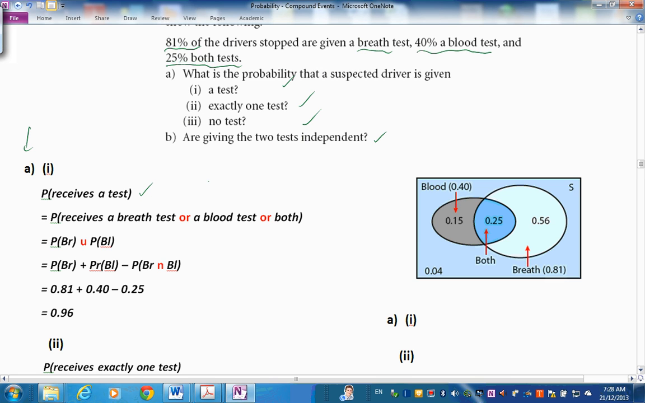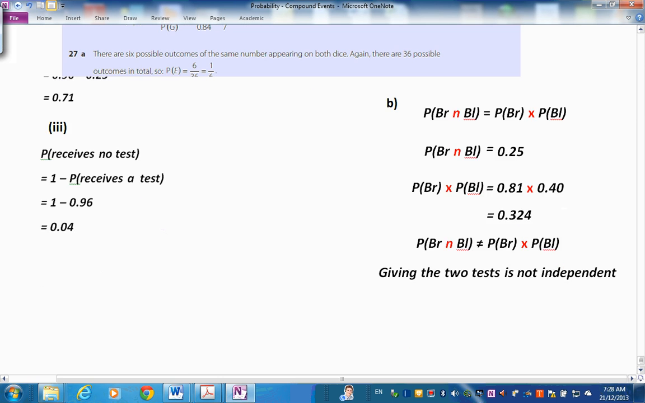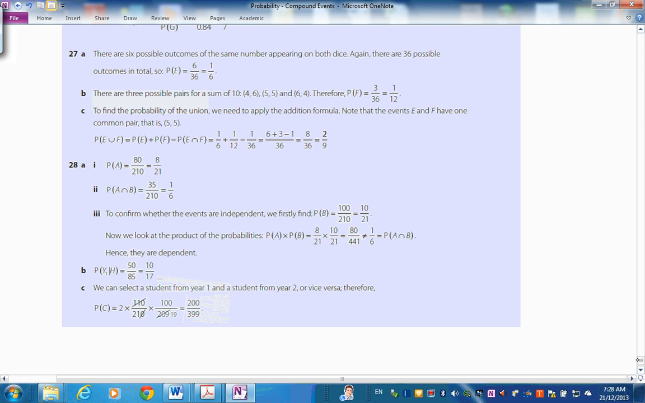So this is analysing your event. That's the probability one receives a breath test or a blood test or both. So it's a probability. Oh, hang on, we'll just go back up there.